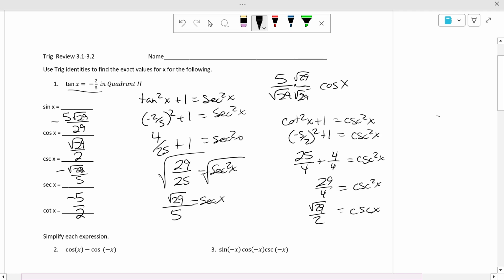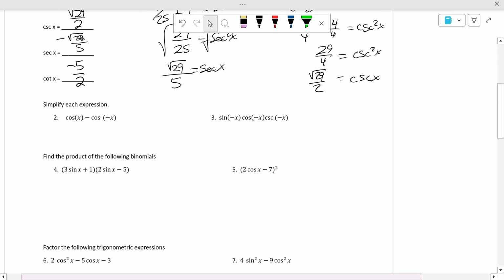If we flip that over, the sine of x equals 2 over the square root of 29. So multiply top and bottom by square root of 29. So it's 2 square root of 29 over 29. How about that?